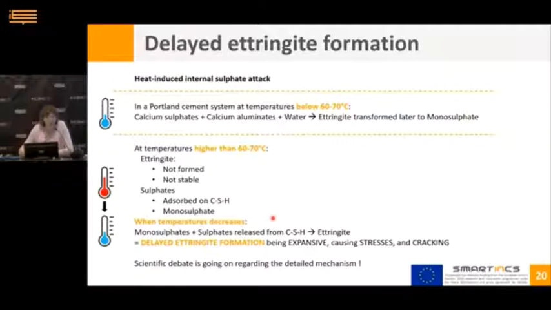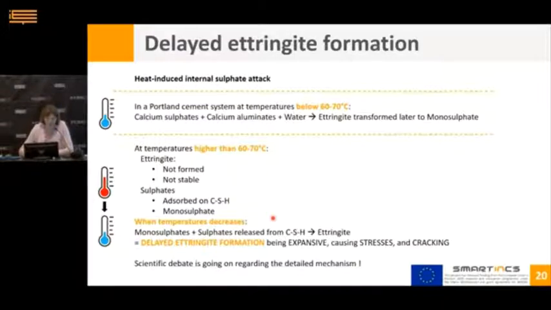However, at higher temperatures, the ettringite cannot be formed or is not stable, and the sulfates will be incorporated into monosulfate or they will be adsorbed on the CSH phase. And then, of course, when the temperature decreases later on, the monosulfates that we had there and the sulfates that release from the CSH can form ettringite. So you have in a later phase the ettringite formation, and therefore it's called the delayed ettringite formation. We know already that that process is expansive, that it can cause stresses and also cracking of the matrix.